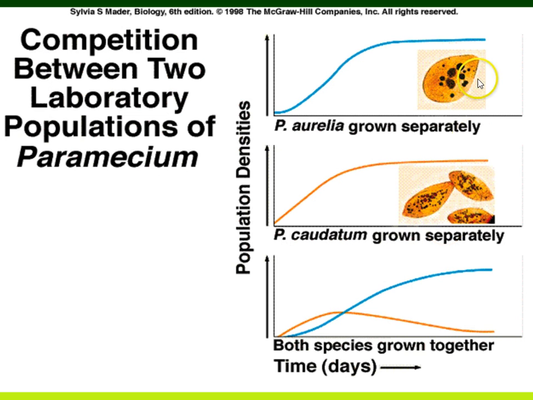And here's just an example. You have two different types of paramecium. Here's one, grown separately. Here's the other one, grown separately. But when you put them together, you can see that Paramecium caudatum actually dies right out, and Paramecium aurelia grows really well and is very successful. That means that this is the stronger competitor.